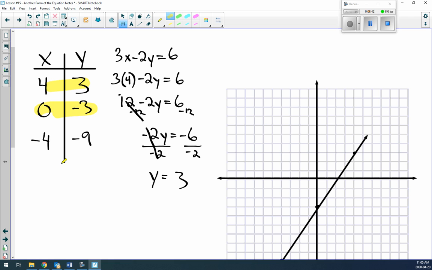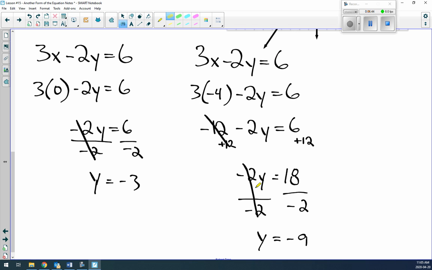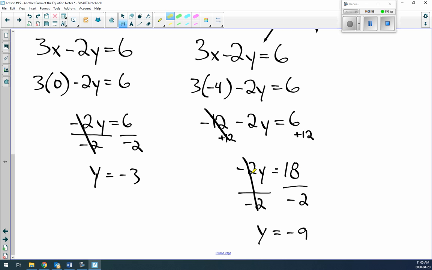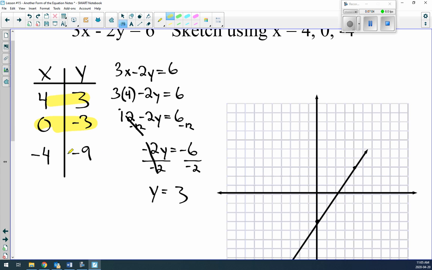We have negative 4. We're going to go down here and plug in negative 4. So 3x minus 2y equals 6. We just plug in negative 4. 3 times negative 4 is negative 12. How do we get rid of the negative 12? Add 12 to both sides. So negative 2y equals 18. Divide both sides by negative 2 because we want y by itself, and negative 2 is multiplied by it. So we end up with y equals negative 9. And then we get negative 4, negative 9.